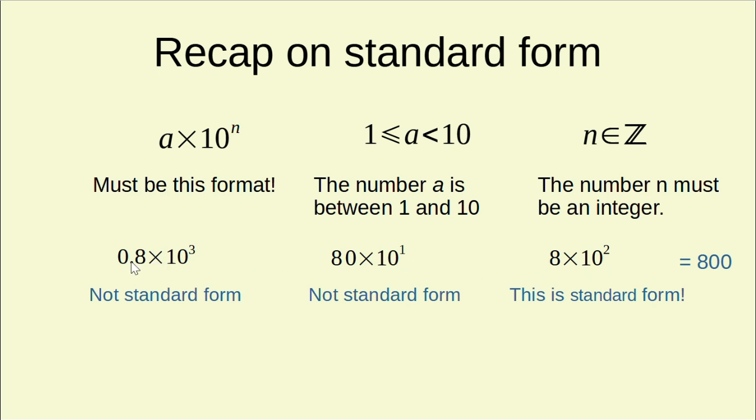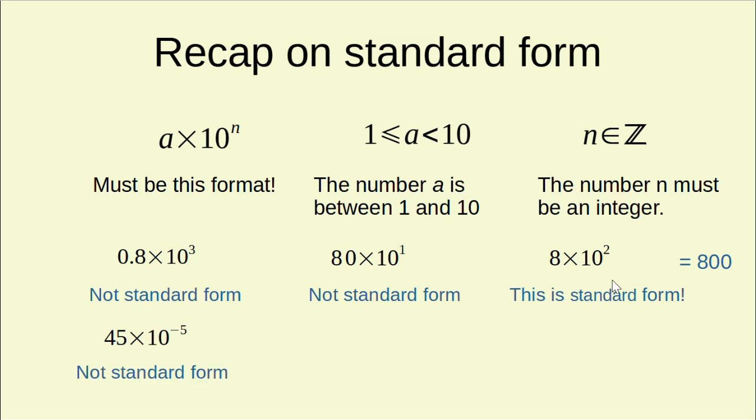This 0.8 is too small. I've got to multiply it by 10, and I take the 10 from here, so I've got to divide this by 10. If I multiply by 10 and divide by 10, I haven't changed anything, right? Here, I've got to divide the 80 by 10, so I multiply this 10 by 10. So I've divided by 10 and multiplied by 10, and haven't changed the value.